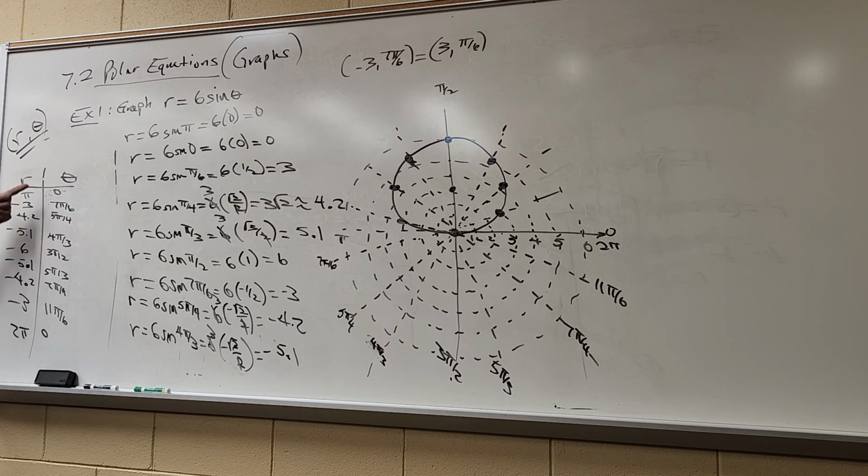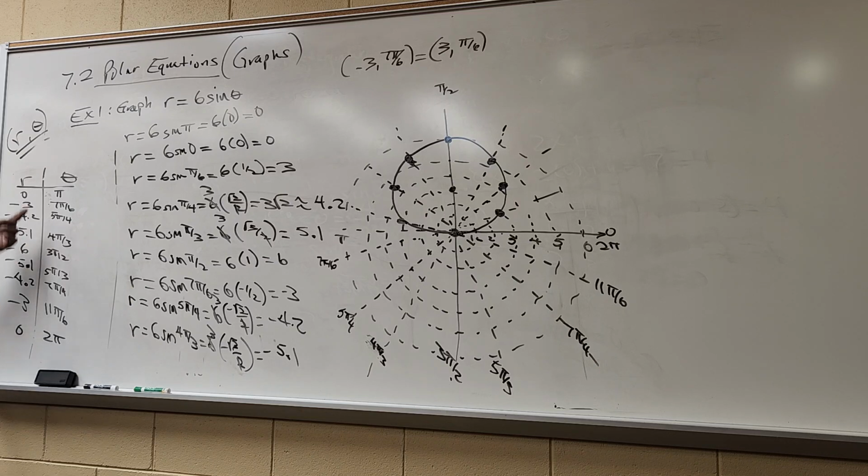Now, plotting these polar points: you take theta, stick it in the equation, and you get R. That works. Oh, this is backwards. This should be 2 pi on this side and 0 on that side. The 0 should be here. The angle is on the right. The value of R is on the left.